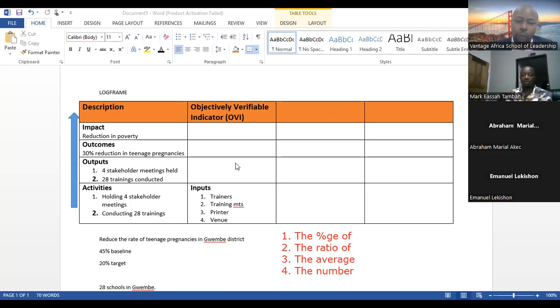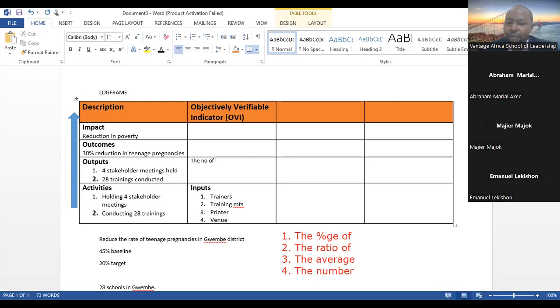Okay? So, we are going to say the number of, what is the indicator there? The number of what? Number of meetings. The number of stakeholder meetings held. Very good. The number of stakeholder meetings held. That is our indicator for the first output. How about the second output?